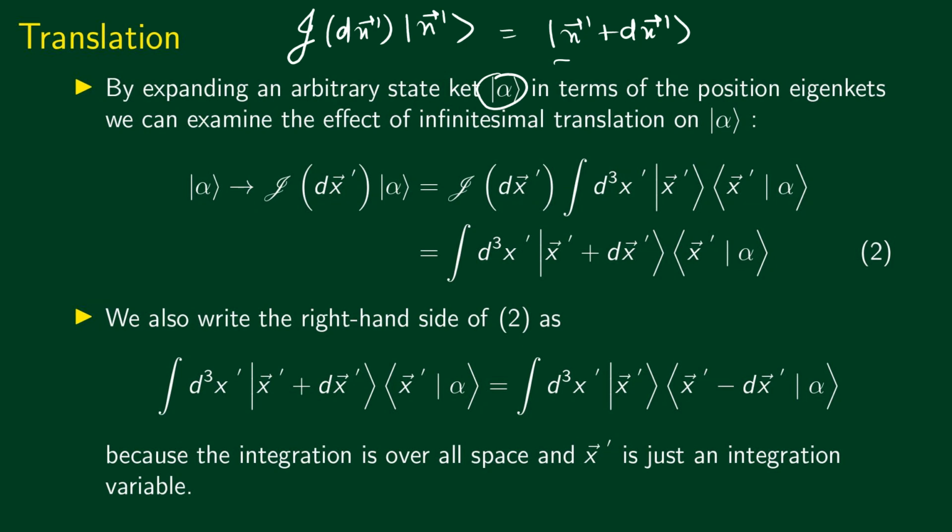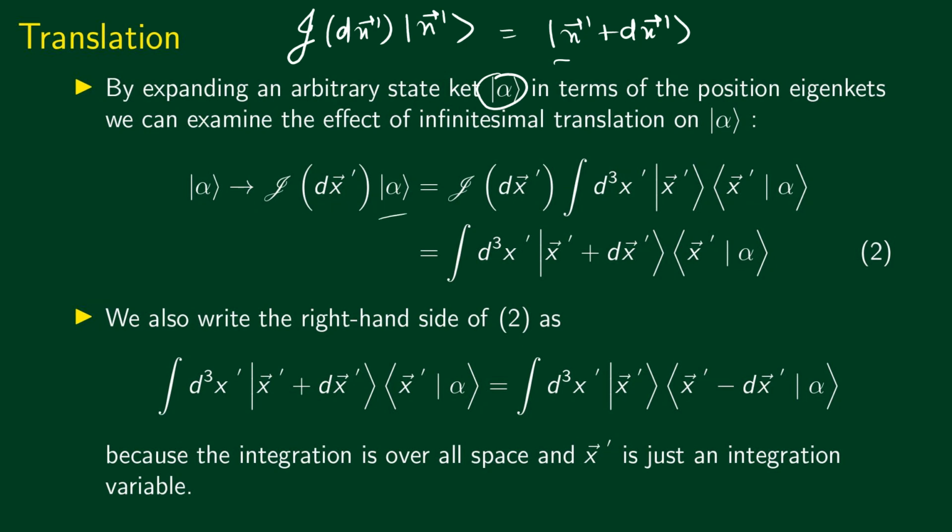Now this dx' corresponds to an infinitesimal translation, a small displacement, a small translation in space. So I can take the operator inside. This J of dx' acts on ket x' and takes it to ket x' plus dx', because this is the basic definition of how this operator is defined. You can think of this dx' as an infinitesimal number with the dimensions of length. So we have this action of the infinitesimal translation operator on ket alpha.